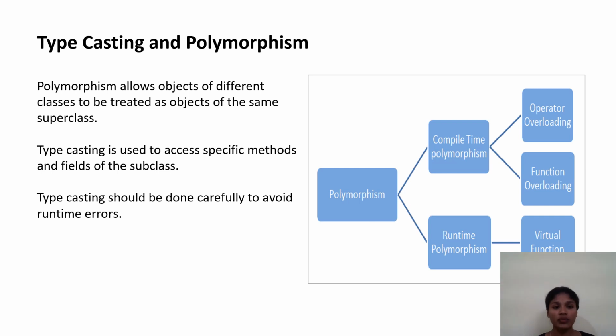Typecasting and polymorphism. Polymorphism allows objects of different classes to be treated as objects of the same superclass. Typecasting is used to access specific methods and fields of subclasses. Typecasting should be done carefully to avoid runtime errors. Polymorphism has two types: compile-time polymorphism and runtime polymorphism. Compile-time polymorphism includes operator overloading and function overloading. In runtime polymorphism, there are virtual functions.